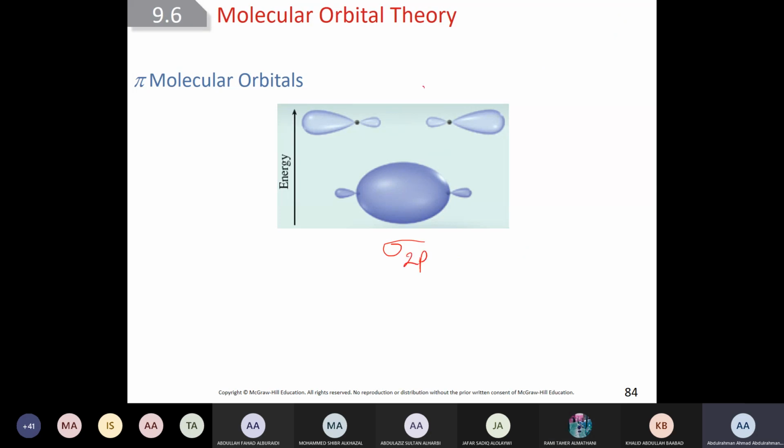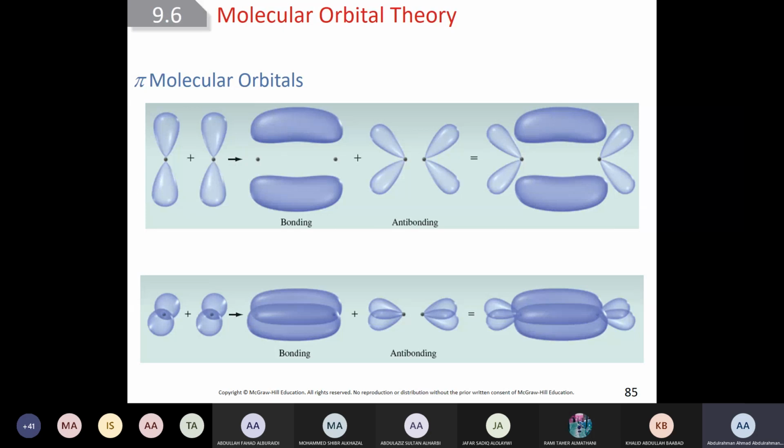Sigma 2p, this comes from the 2p, and this is sigma 2p star. This is the shape. When the p orbitals mix together, they will make 2 orbitals. This is the one which will make bonding, and this is the anti-bonding. This is the shape of this orbital, and this is the other pz orbital, which is like this and like this, which will make the bonding and anti-bonding, or we can mix them together like this. And this is how we make them.